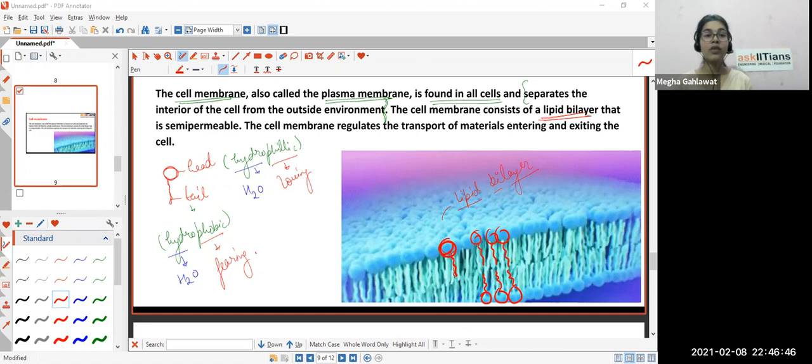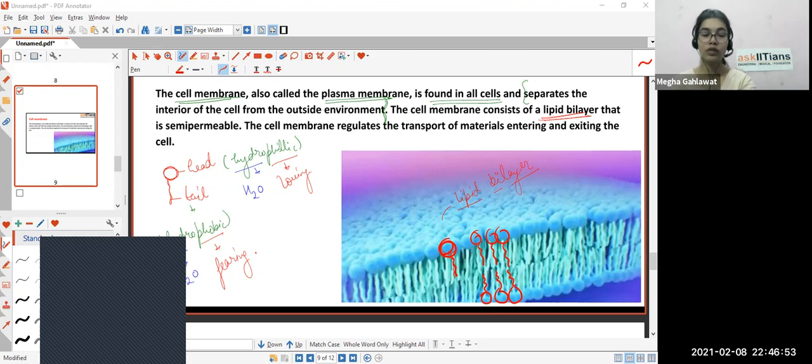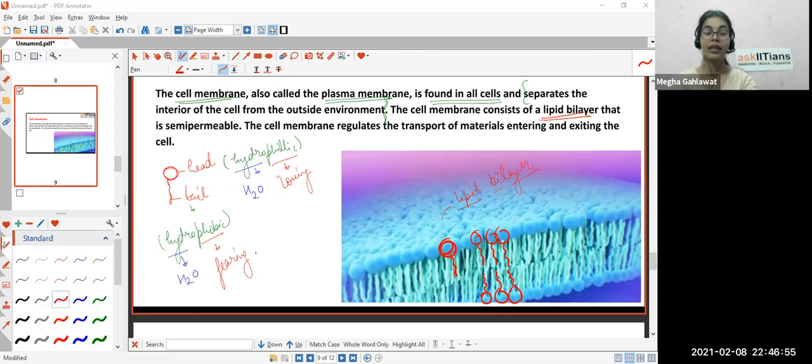Now it is very important for you to remember that the phospholipid or plasma membrane is very, very important for controlling whatever components are going in and out of the cell. So this is very, very important. And this plasma membrane or cell membrane, we'll be studying more about it.